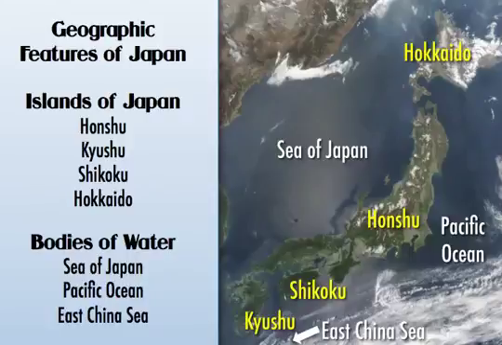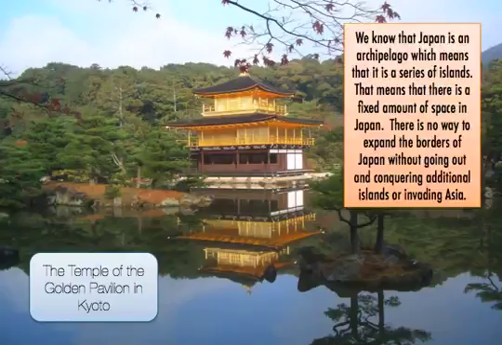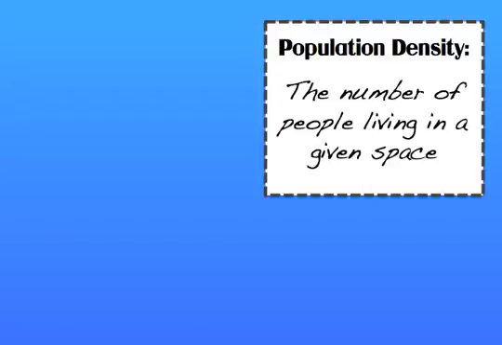So what we're saying is that Japan is a series of islands, or an archipelago, meaning that there is a finite amount of space on those islands. And that brings us to the next term which we need to know, which is population density. Population density is the number of people living in a given space.